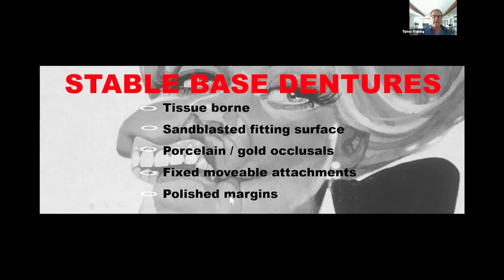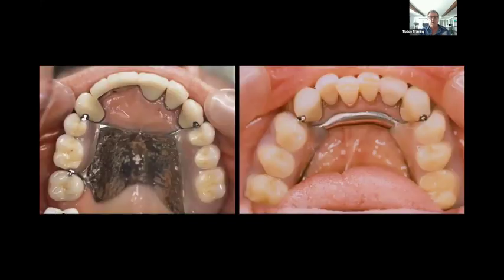And then at the end, the margins: sandblasted base, margins are polished. To show you some of these concepts, here we have a typical upper and lower stable base denture. Let's look at what we can see. We've got a free end saddle on the upper left-hand side. We've got a missing bounded saddle on the right.